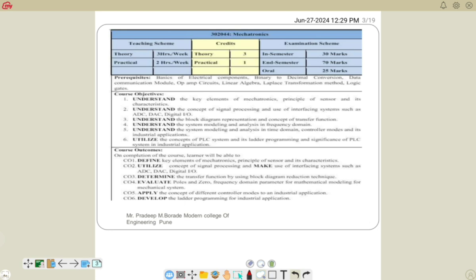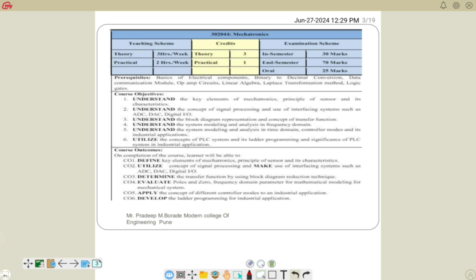Now after completion of this mechatronics course, students should be able to: first, define the key elements of mechatronics, principles of sensors and its characteristics. CO2 is to utilize the concept of signal processing, make use of interfacing systems such as ADC, DAC, digital input output. Third one is to determine the transfer function by using block diagram reduction technique.